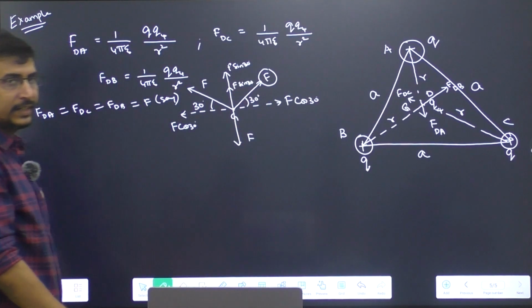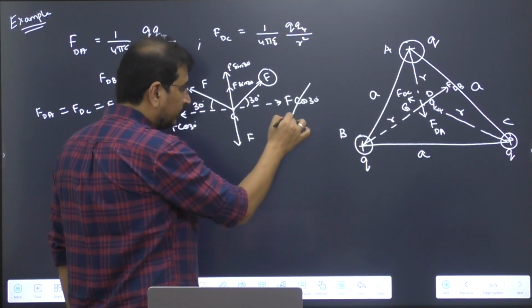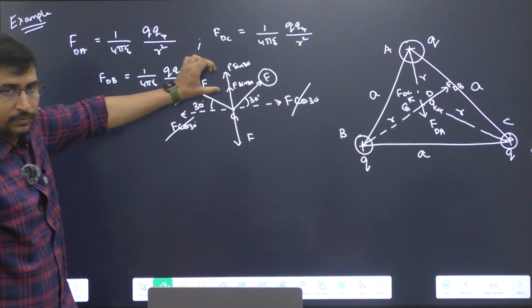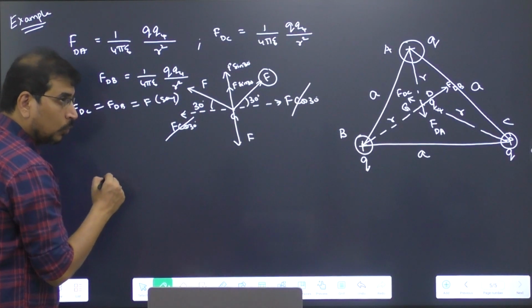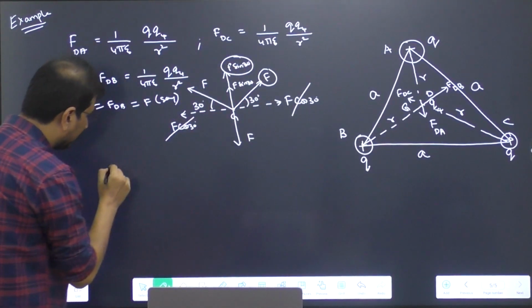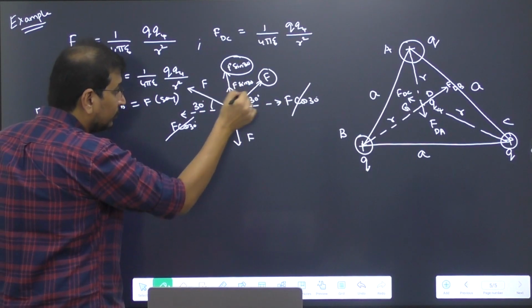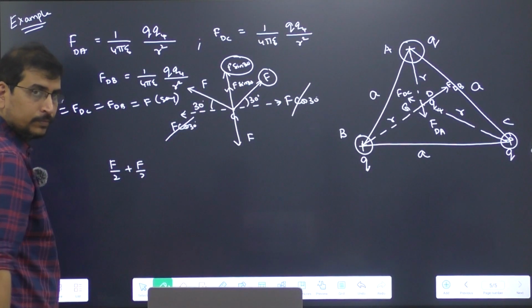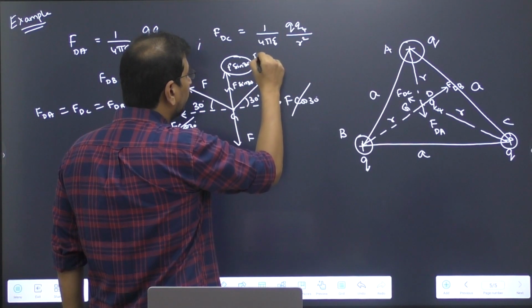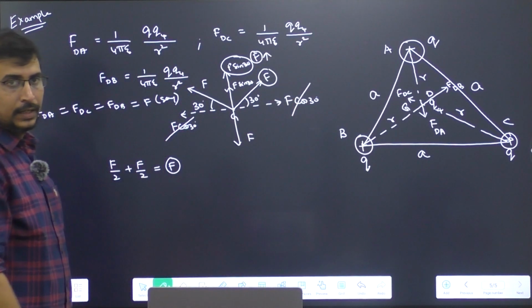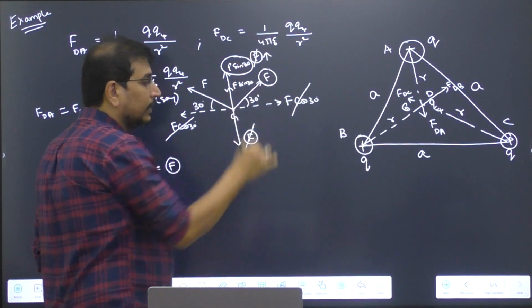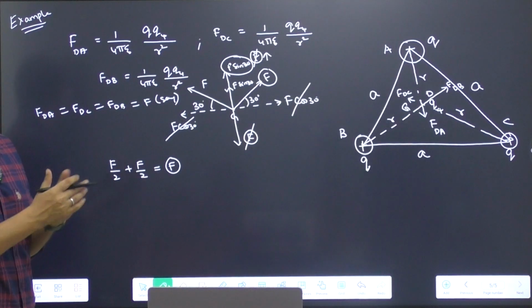Which forces get cancelled? F cos 30 and F cos 30 get cancelled. Which ones get added? Two F sin 30s get added. What is the sin 30 value? 1 by 2. So this will be F by 2 plus this will be F by 2. What is the answer going to be? It will be F. So there is a force of F acting in the upward direction, and there is a force of F acting in the downward direction also, which also get cancelled. As a result, what is going to be the net force experienced, the vector?